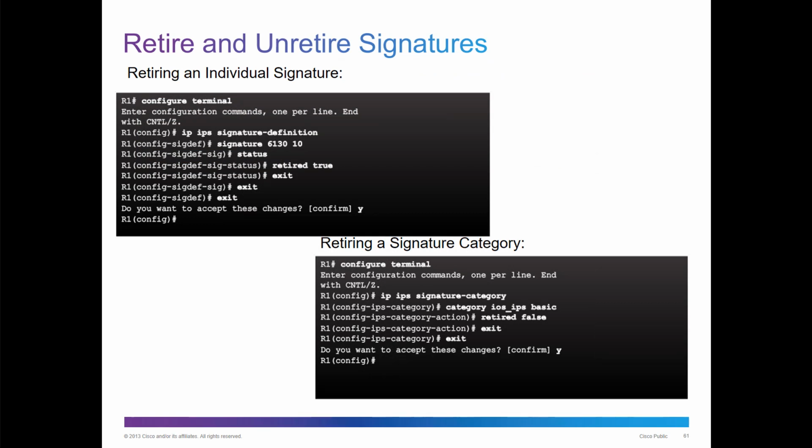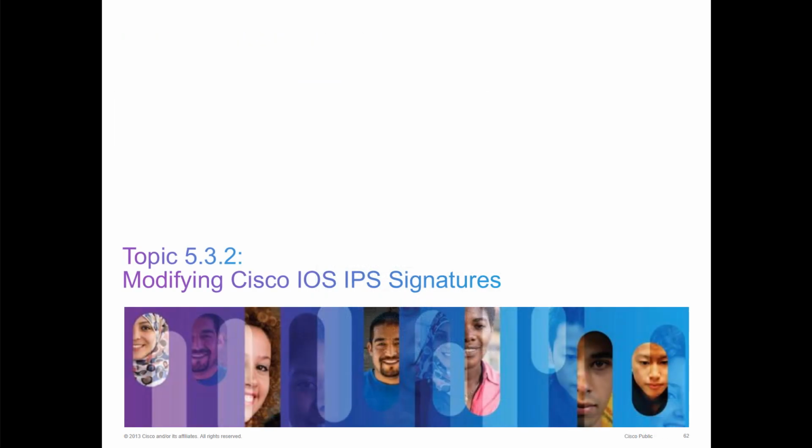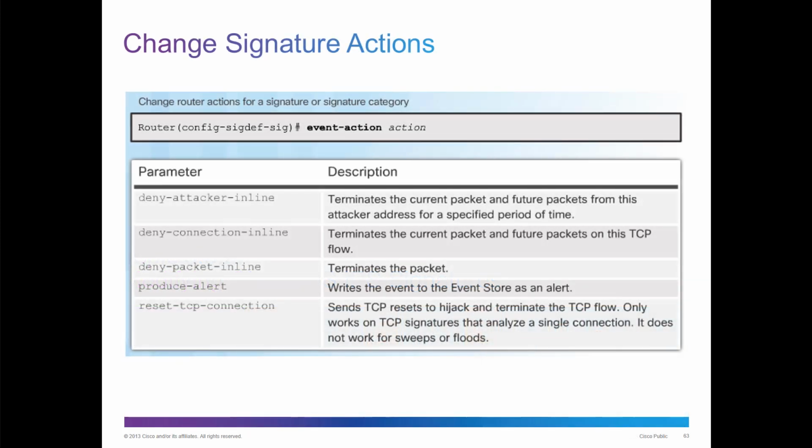Retire and unretire signatures. You have the ability to make them retired, true or false. If retired is false, then it's unretired. Moving on, let's talk about how we modify those signatures. So how we modify is event-action, and we put the action: deny the attacker, deny the connection, deny the packet, produce an alert, or reset the connection.